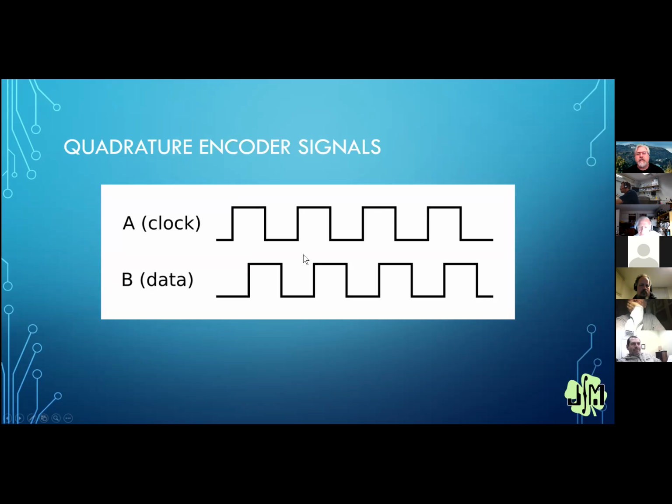So you'll see, I was just talking about we have these A and B pins. We generally call the A pin the clock and the B pin the data. And they're just square waves when the thing is moving. And if we call this 360 degrees, one full cycle, you'll notice that they're 90 degrees out of phase. And that's important to the way these things work.